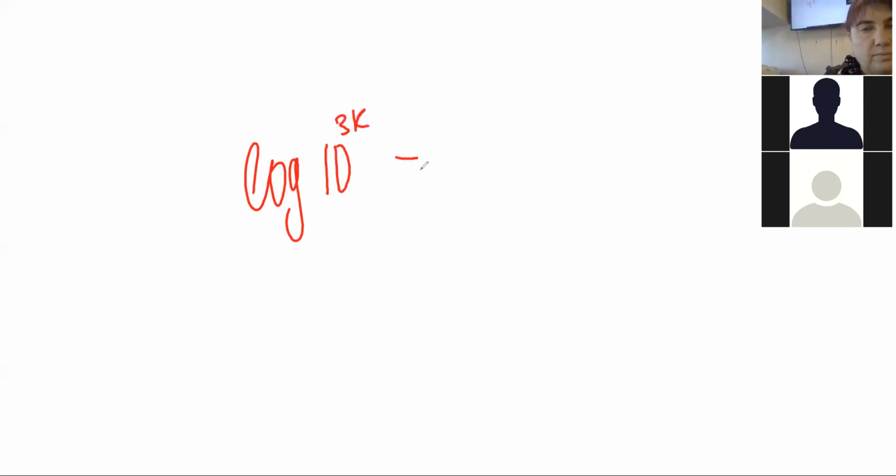Okay, the next one, I guess we need to practice it. Logarithm of 10 to the power of 3k. What would this equal to? This is example 10C. This is logarithm with base 10. If the base is not there, it means the base is 10. That would just be 3k, right? Because this is 10, it's going to be 1.